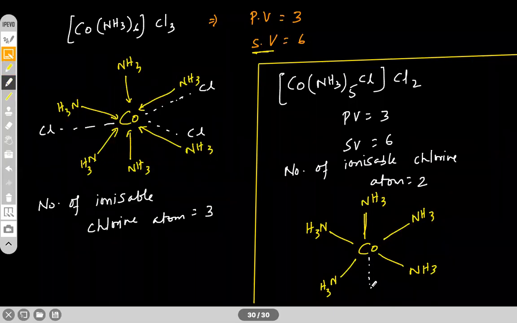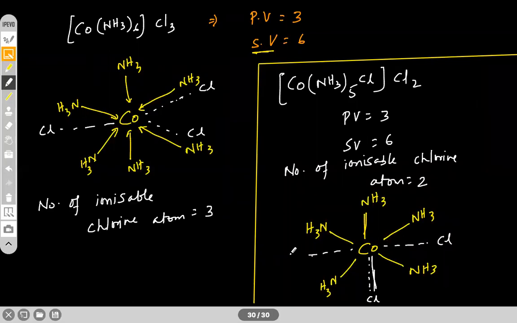So dotted line is for primary valency, chlorine, and since the chlorine atom satisfies both valencies, there is one thick line also, meaning it satisfies both valencies, and then we have one primary valency here and one primary valency here. This one satisfies both valencies. Write down here: satisfies both primary valency and secondary valency. Understood?